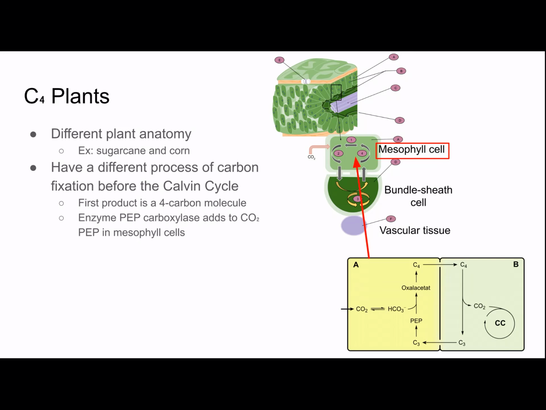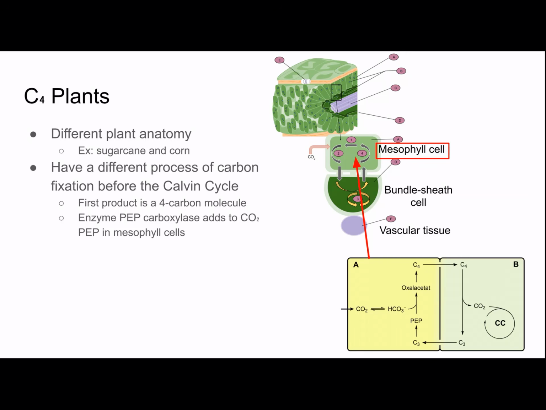The enzyme PEP carboxylase adds carbon dioxide to PEP in mesophyll cells. PEP is phosphoenolpyruvate. And what's important about PEP carboxylase is that it has a much higher affinity for carbon dioxide than for oxygen. So it won't happen like it did with rubisco. Rubisco likes to bind to oxygen as well, but PEP carboxylase won't bind to oxygen, which is important.